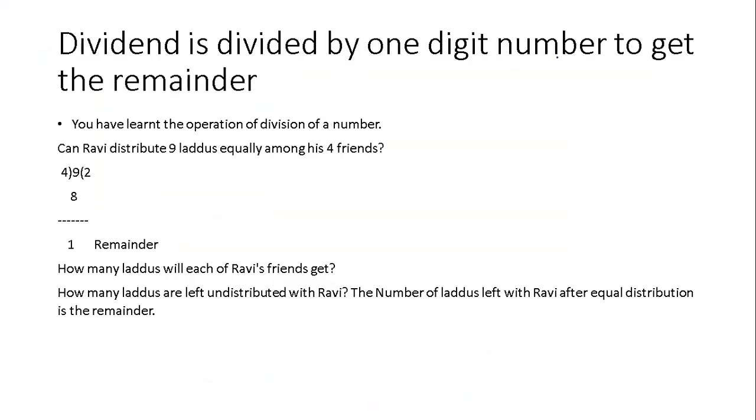A dividend is divided by a one-digit number to get the remainder. See this example, you have learned the operation of division of a number. Can Ravi distribute 9 laddus equally among 4 friends? 4 friends, 9 laddus, 4 twos are 8, 9 minus 8 is 1. 1 is the remainder. This is the remainder.